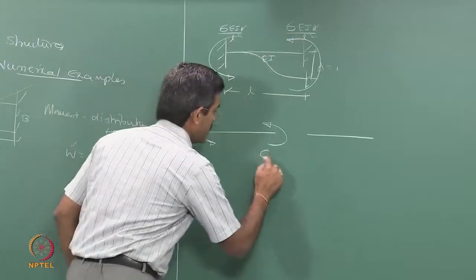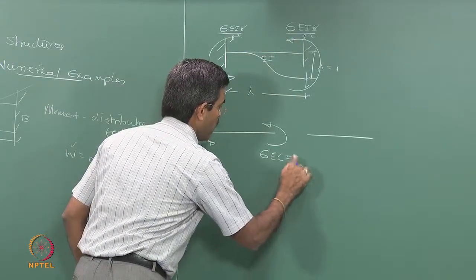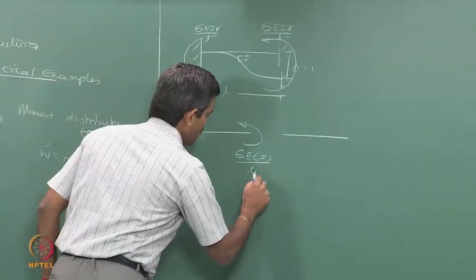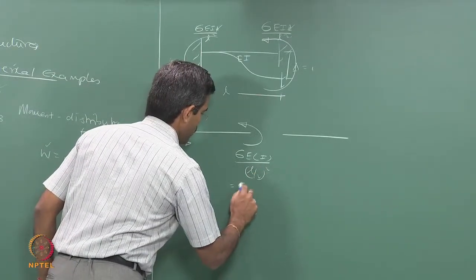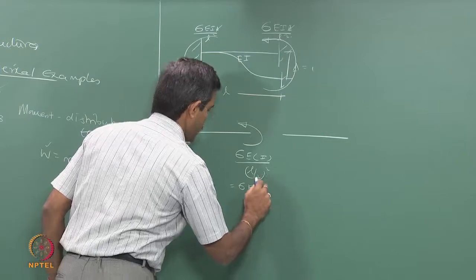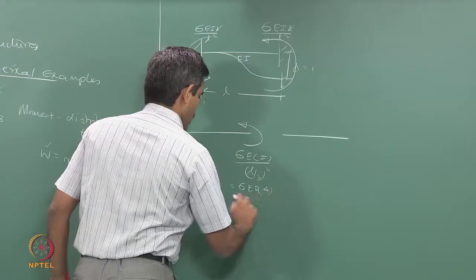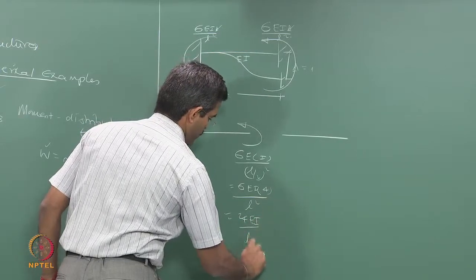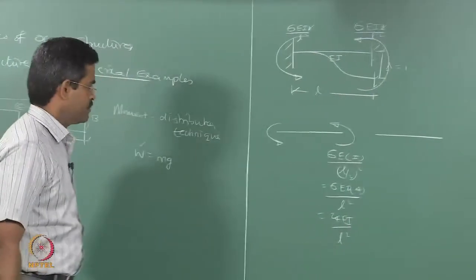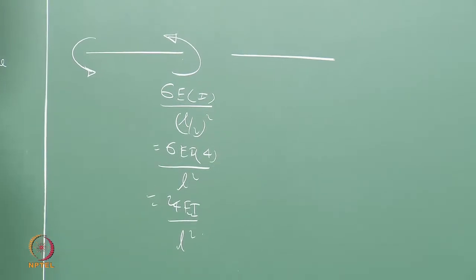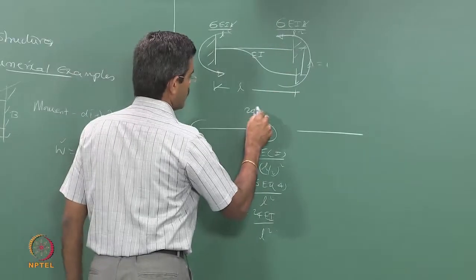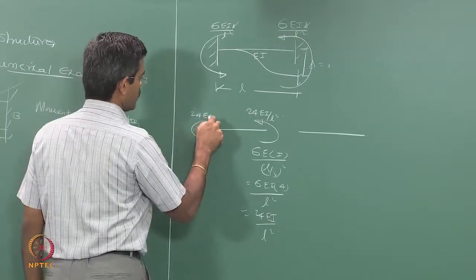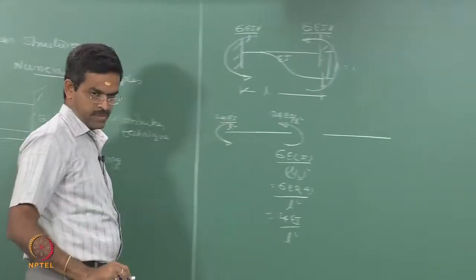So, if I write this as 6E of I, because I is here, and L square, I say it is L by 2 the whole square, which will give me 6EI by L square, which is 24 EI by L square. So, I write here 24 EI by L square, same 24 EI by L square.